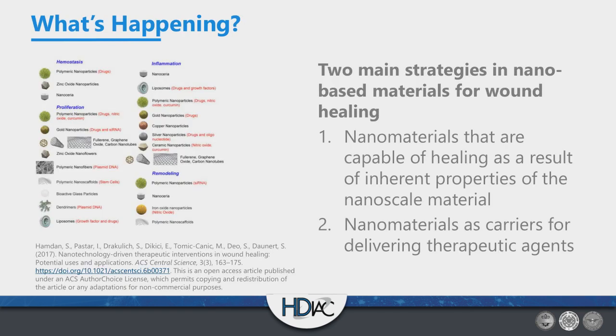So what's happening in this area here? Basically, what we're trying to do is come up with solutions that could address the 4 different phases of wound healing. And what we see is that there are currently 2 main strategies used in dealing with nanotechnology and healing. First is using materials that have an inherent property that's going to help with the healing.